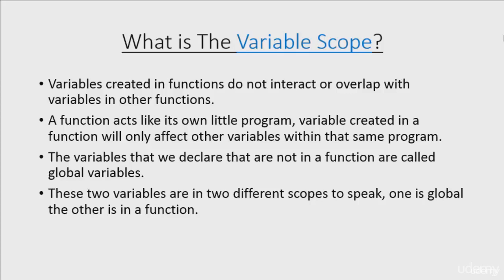Our variables that we declare in our script that are not part of a function are part of the global variable scope. These two variables are in different scopes, so to speak. One is in the scope of a function, the other is global.